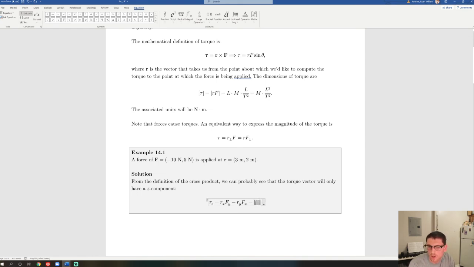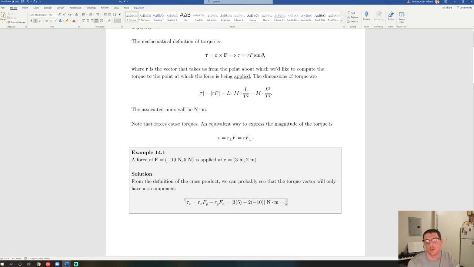And so we just fill this in. I'm going to put the numbers in the square brackets here and the units outside, which is a perfectly okay thing to do. So the x component of r is 3 meters, and the y component of the force is 5 newtons. Okay, so we get 15, and then minus, now the y component of r is 2 meters, and the x component of the force is negative 10 newtons, sorry. And so this should work out to be 15 plus 20, so 35 newton meters, okay?